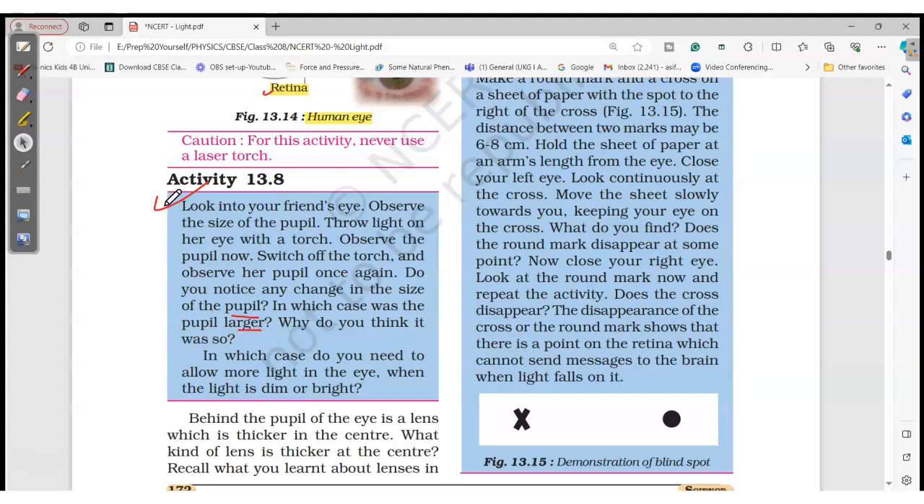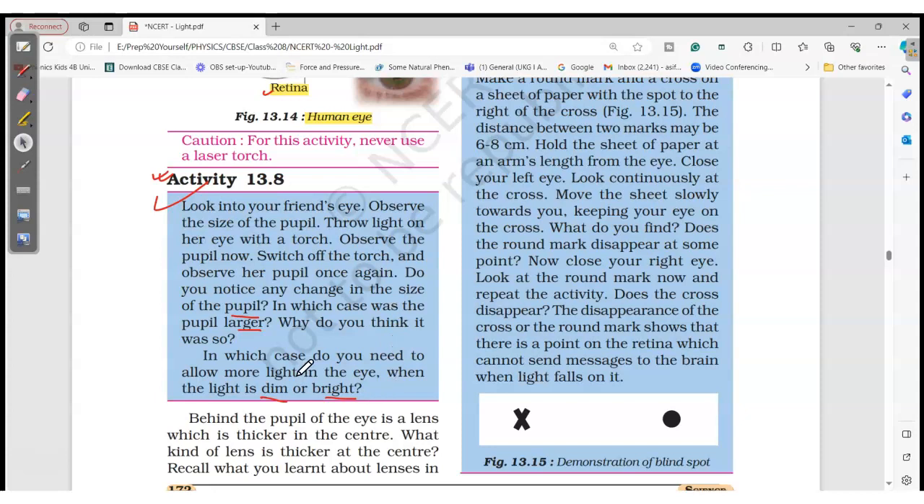So now I want you all to do this activity and mention your observations in the comment section, along with the reason why you think it is occurring. So in which case do you need to allow more light into the eye? When the light is dim or when the light is bright? When do we allow more light to enter into the eye? This will help you to understand how the size of the pupil is changing.